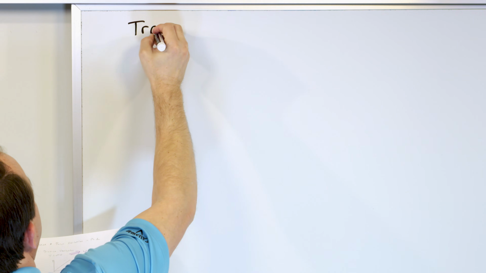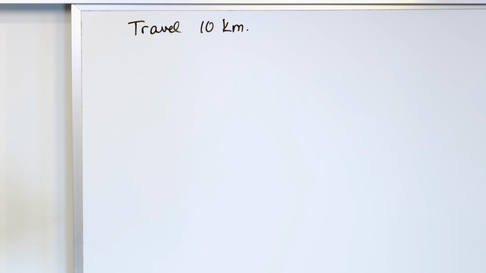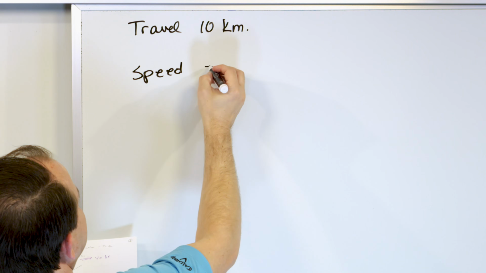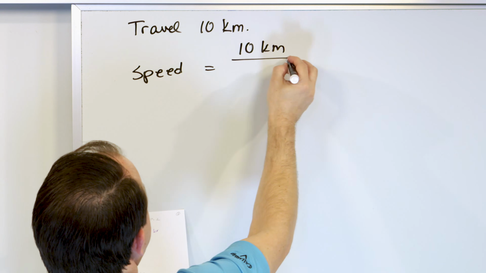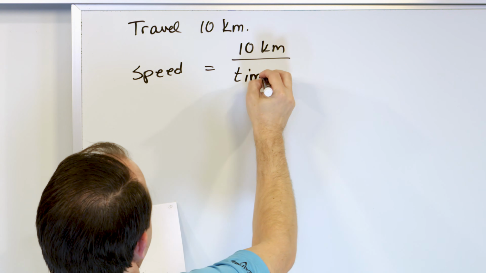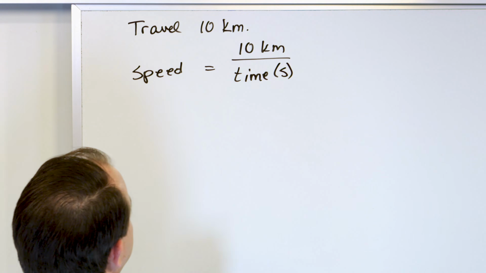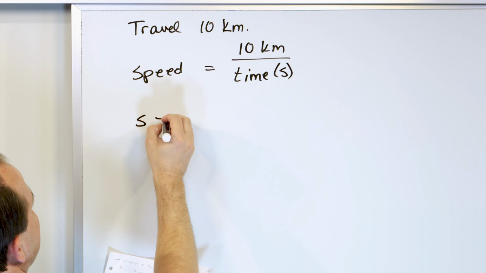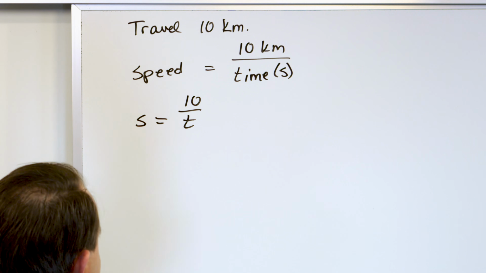So if you travel 10 kilometers, this is the fixed distance. It doesn't change. Then the speed is distance divided by time, but the distance I already gave you. It's just 10 kilometers, and I have to divide it by the time. A lot of times we talk about hours, but let's talk about it in terms of seconds, so this is going to be kilometers per second. So in other words, the speed s is going to be equal to 10 divided by some time t. And you see what happens here?